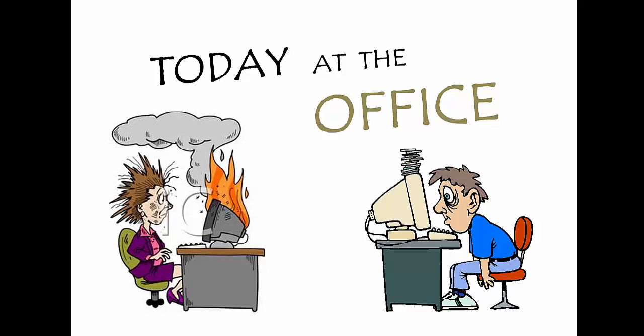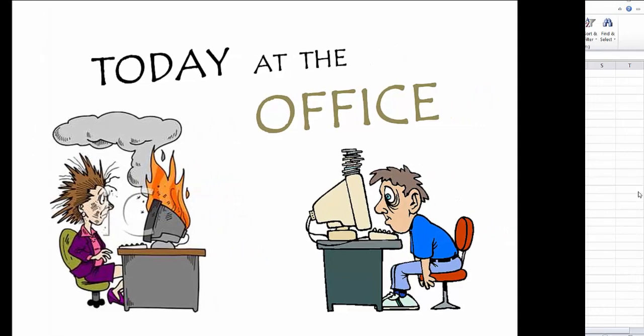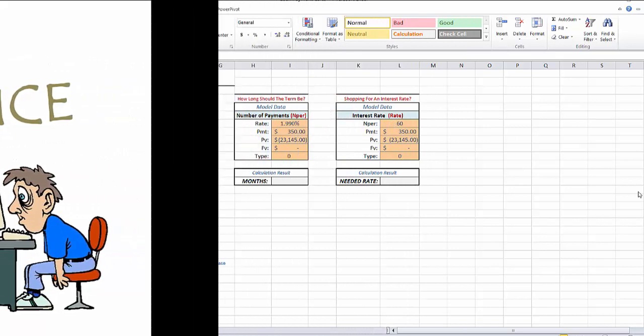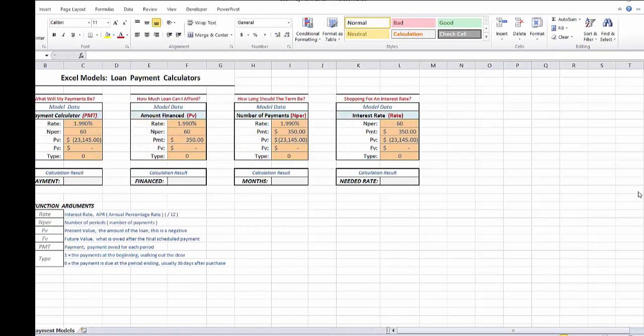Hey, today at the office, a coworker down the hall, Natalie, asked if Nancy and I have any kind of an Excel model that calculates a loan payment. And we do, yeah. The good part is the model that we use is actually a 4-in-1 model, which is very useful. All right, here's our 4-in-1 model.